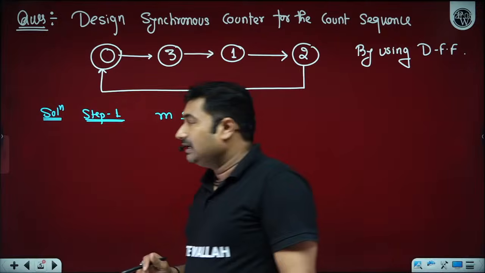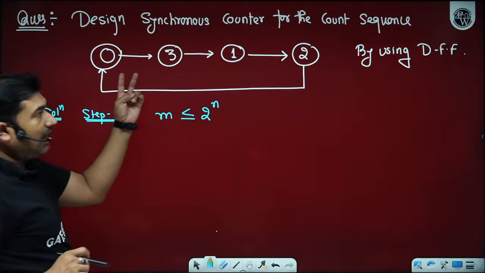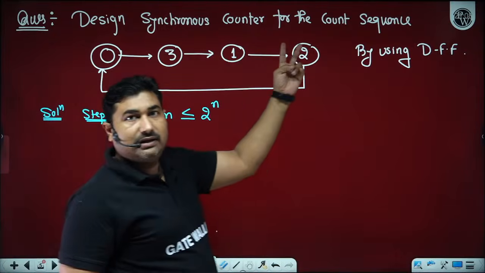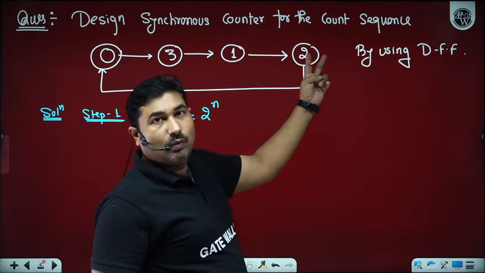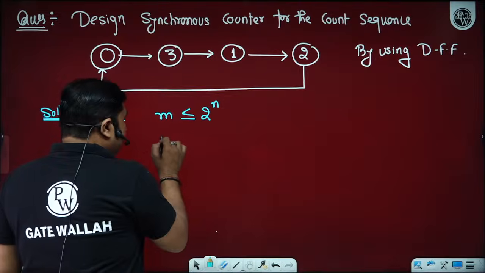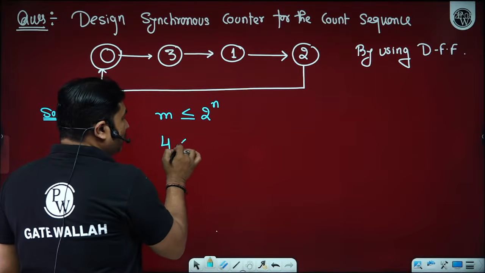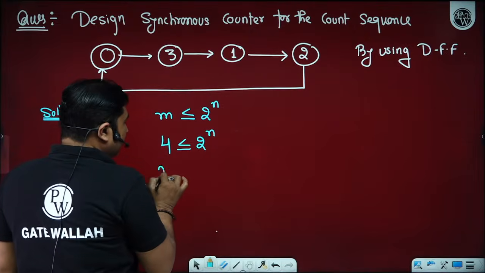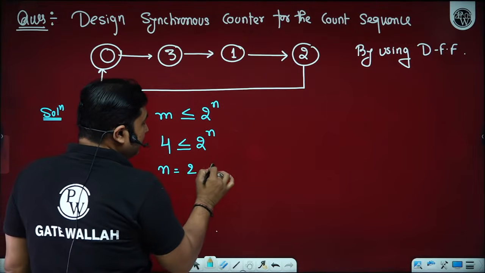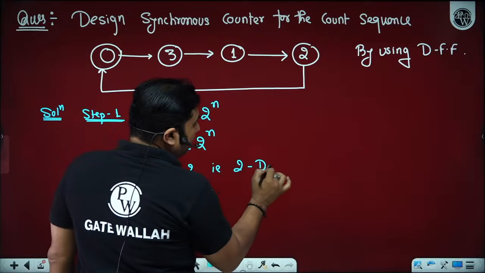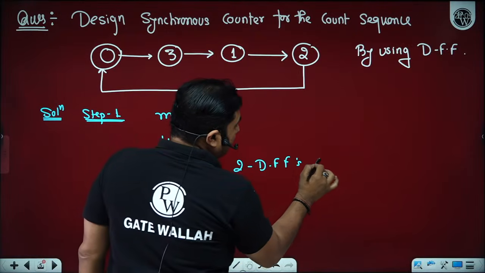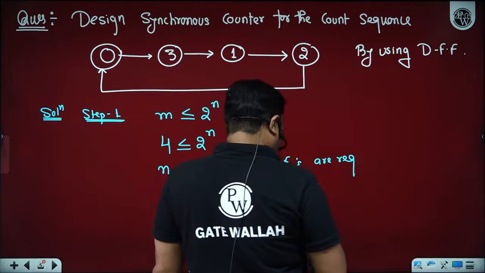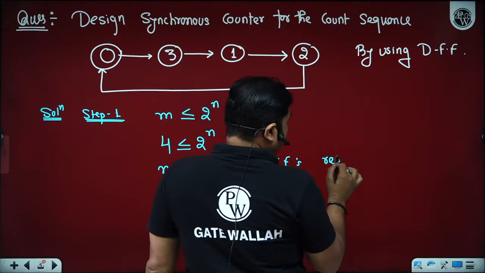It means we can have how many states? 0 0, 0 1, 1 0 and 1 1. So how many states? We have 4 states. 4 different states are needed, 2 to the power n, so that indicates n equals 2. That is, 2 D flip-flops are required.